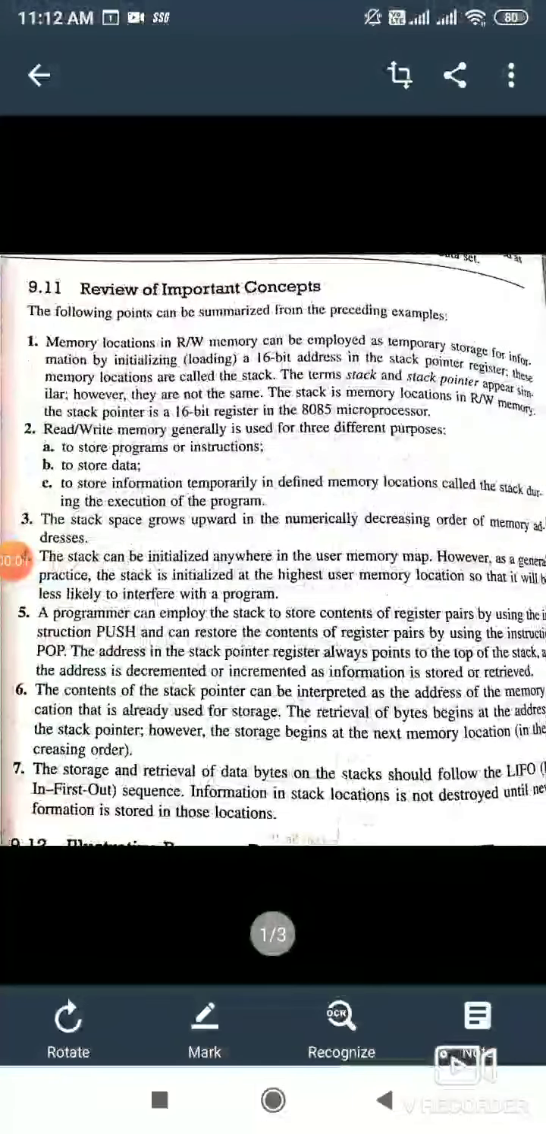Yesterday we have done stack. Now I will explain you the timing diagram of push and pop instruction. These are some points which are the review points of stack. In these points, the term stack pointer, how to use the stack and why we use push and pop instruction, and LIFO or FILO that I have already told you. All these concepts are being reviewed here.